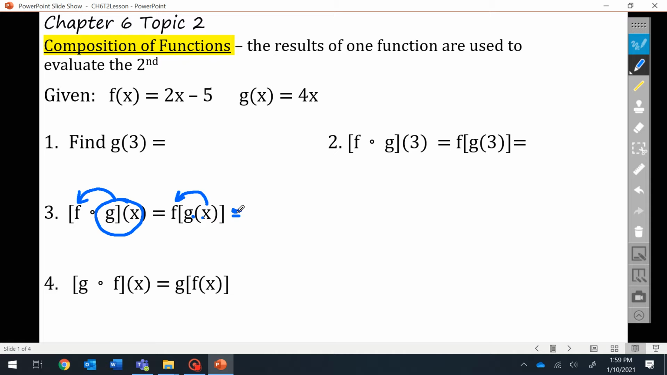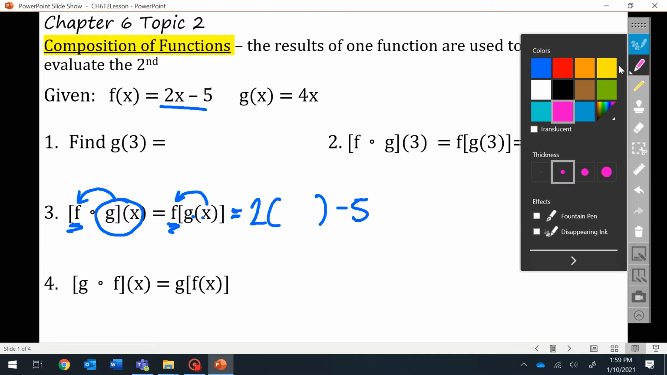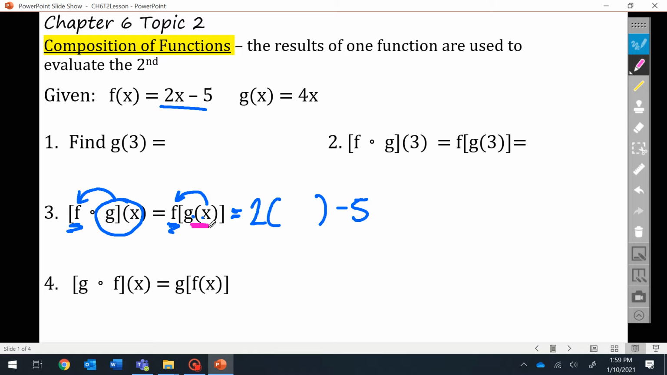So how exactly do we do this? Well, there's a really easy way to do this. First, we're going to write the f function, the first function, except whenever we see an x, we're going to put parentheses. So here's the first function, 2x minus 5. So I'm going to put 2 parentheses minus 5. Inside of the parentheses, I'm going to put the g function. The g function is 4x. So I'm going to put 4x inside of the parentheses. This would represent the g function being inside of the f function.